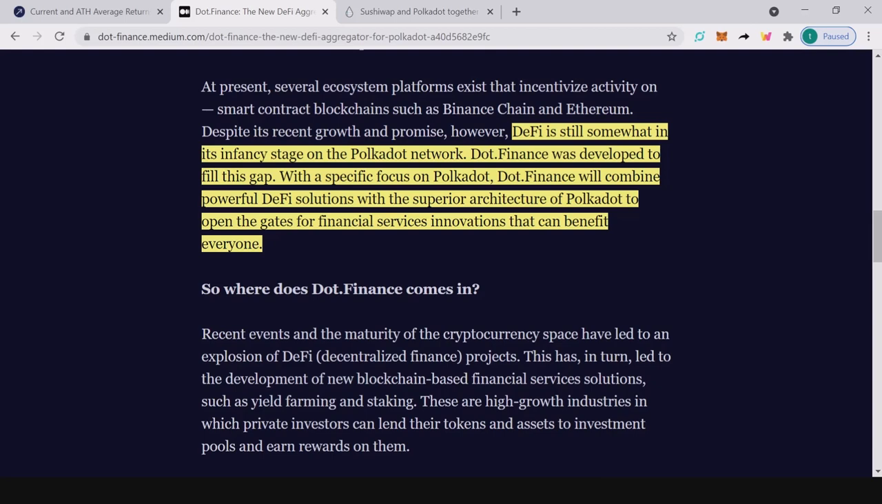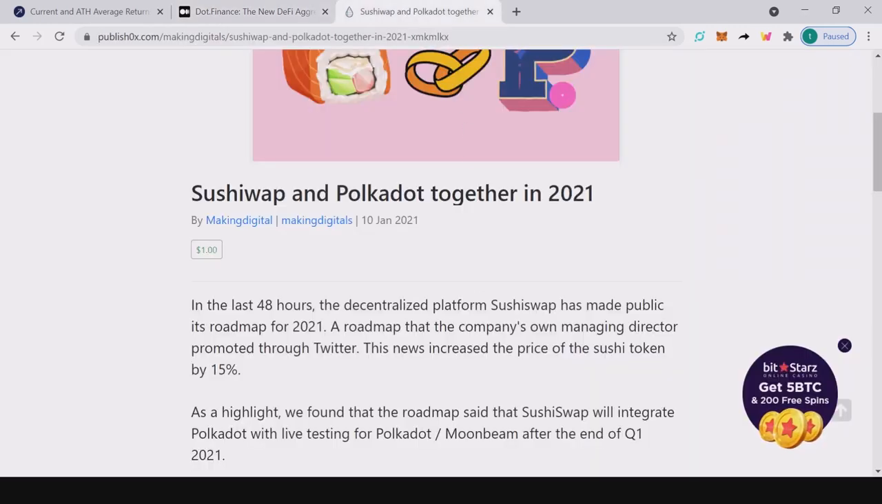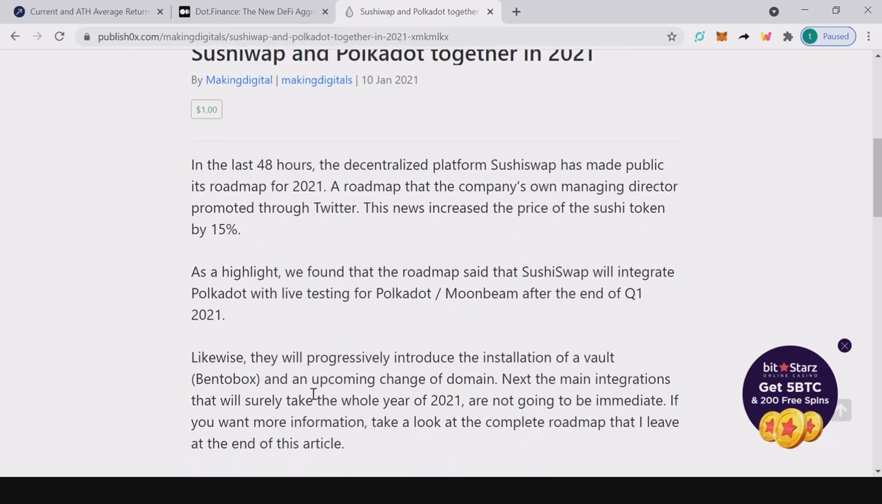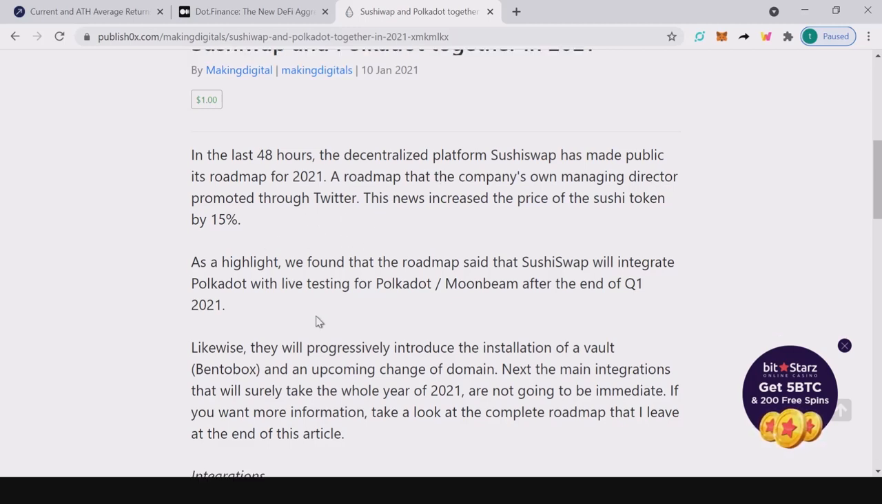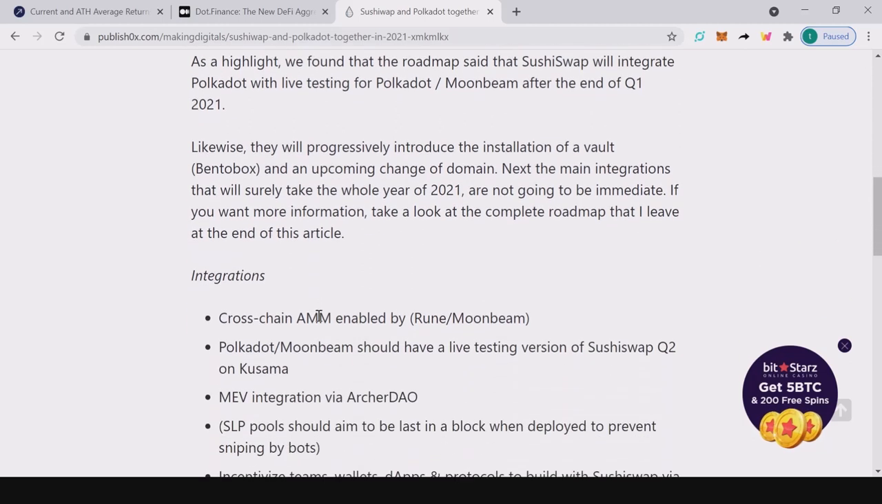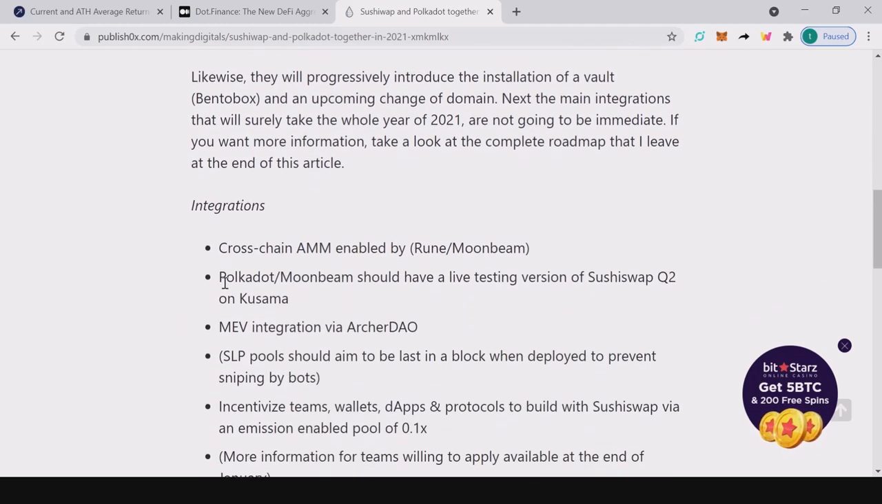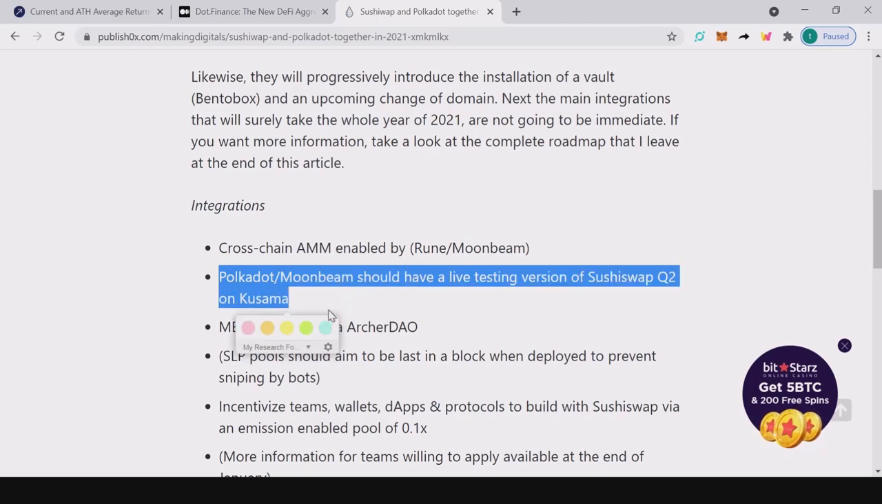So what do we have for DeFi on Polkadot? We have Acala, which is the DeFi hub. We have PolkaSwap. And I think there's news going around that SushiSwap is integrating with Polkadot. I mean, it's in their roadmap, not done already, but a roadmap that the company's own managing director promoted through Twitter. It made public its roadmap, and they are saying that they will do an integration of SushiSwap.